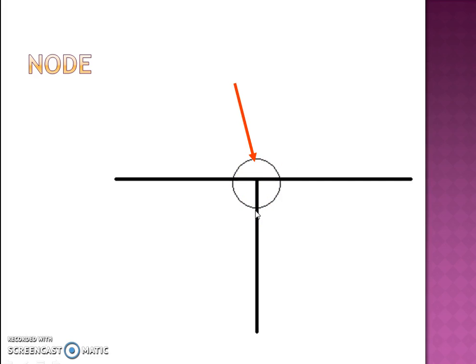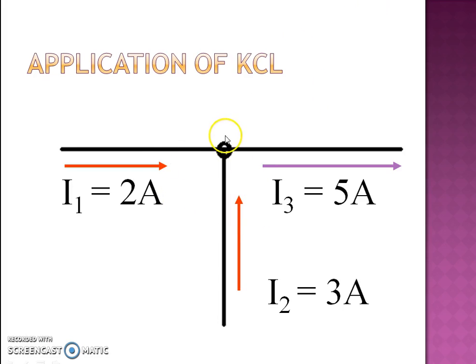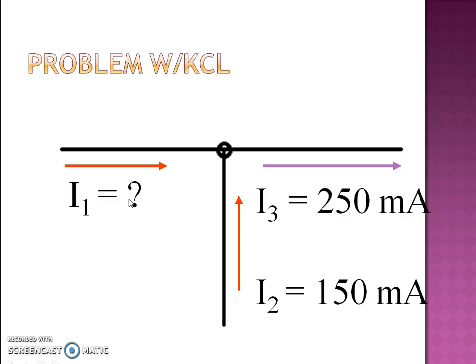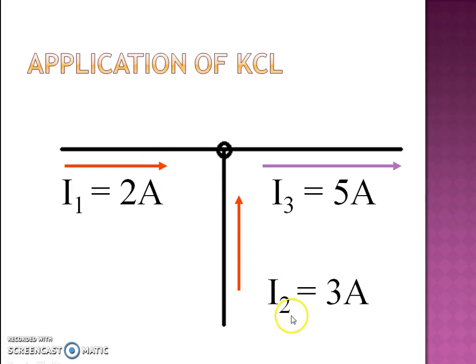So let us see a simple example here. This is a node where currents of 2 amperes and 3 amperes, I1 and I2, enter at this particular node. Then the current leaving this junction, I3, is equal to 5 amps. If I add all these currents, the sum of currents entering this node, 2 plus 3, is 5 amps, which is equal to the current leaving that node, 5 amps. I3 is in the opposite direction, away from the junction or node.